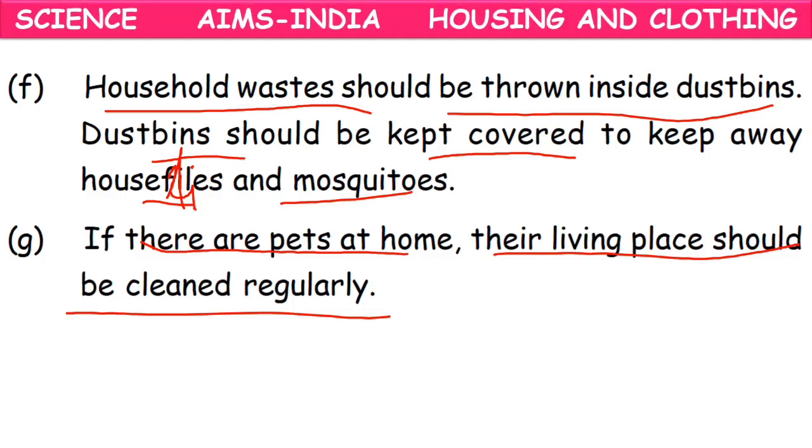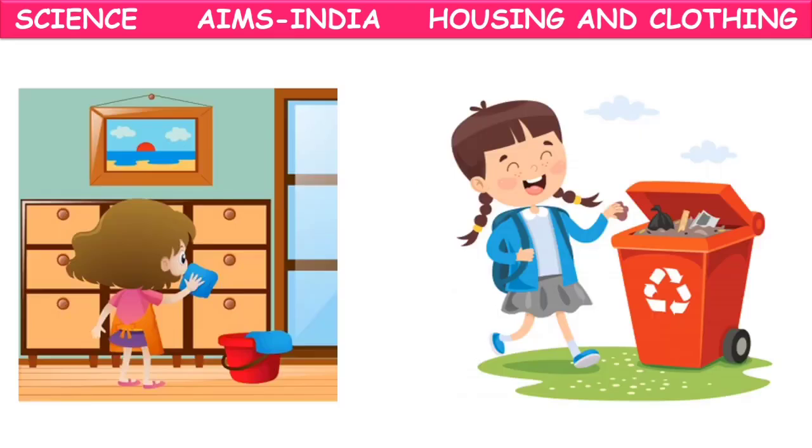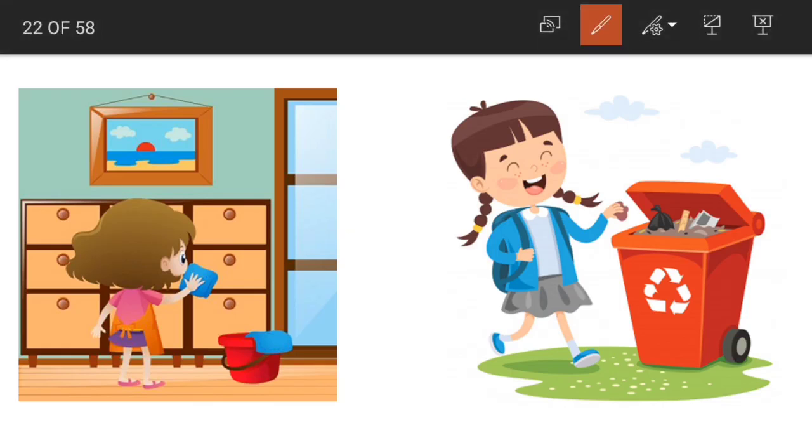Clear, children? Now see here, we have got different pictures of houses, where it is very neatly organized, so the things are in proper places. And see here one girl cleaning the floor with the vacuum cleaner. Another one is cleaning all the furniture, cupboards, throwing the dust in the dustbin, which has got a cover again. This is the lid of the dustbin.